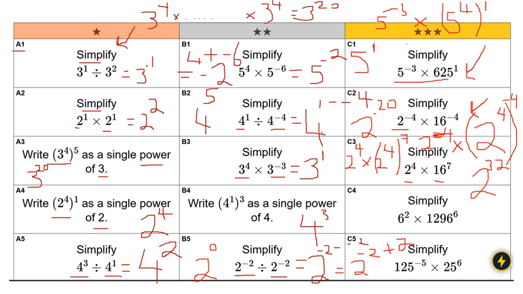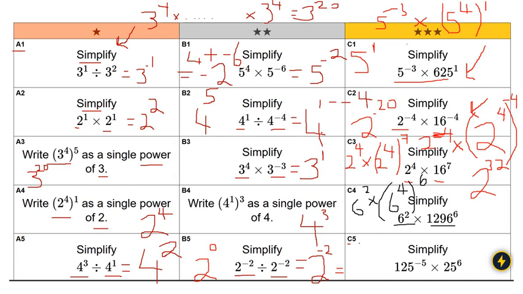So last two questions, guys. That's the last two questions. Let's just delete this so we've got a bit more space. Simplify 6 squared times 1,296 to the power of 6. Well, 6 cubed is 216. If I times it by 6 again, I get 1,296. So I'm going to have 6 squared multiplied by 6 to the power of 4, all to the power of 6.